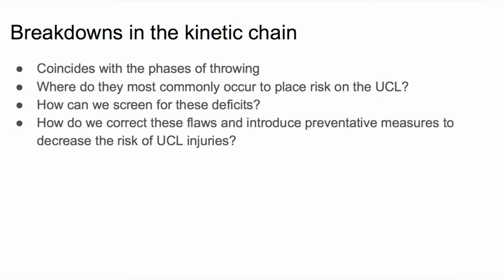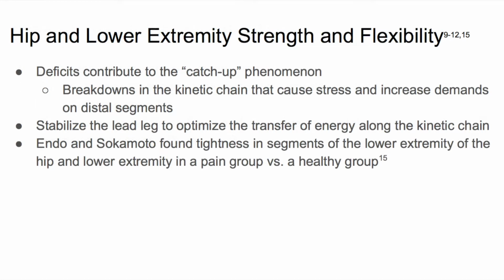It is essential to do some screening processes in the preseason to identify these athletes and implement exercise strategies to prevent these risk factors. We're going to start by examining the hip and lower extremity strength and flexibility and how it correlates to breakdowns in the kinetic chain that will affect the UCL of the elbow.